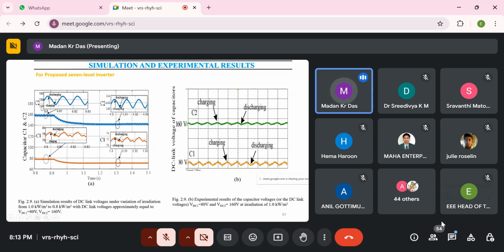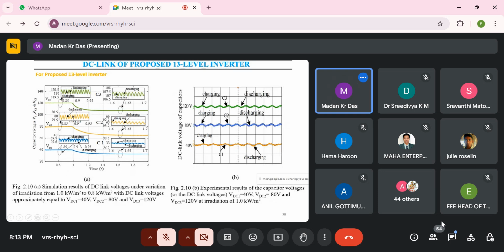For this section, we use 0.8 watt per meter square for PV. We have used different conditions, when the inverter is charging or not charging. So this is the simulation result of the 7-level inverter, and this is the experimental result of the 7-level inverter for charging of the capacitor under dynamic condition. And this is for the 13-level inverter, the dynamic condition simulation and experimental result.